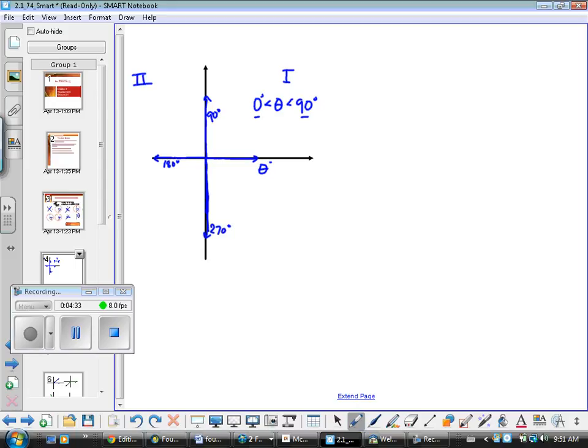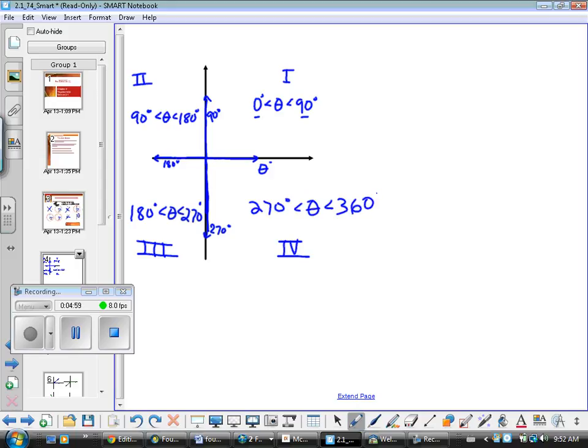In the second quadrant, you're going to have angles that are between 90 and 180. In the third quadrant, you'll have angles between 180 and 270. And in the fourth quadrant, you're going to have angles between 270 and 360. That's where your standard position angles will be. Positive standard position angles between 0 and 360, because angles can be bigger than 360 because you can just keep rotating around there.